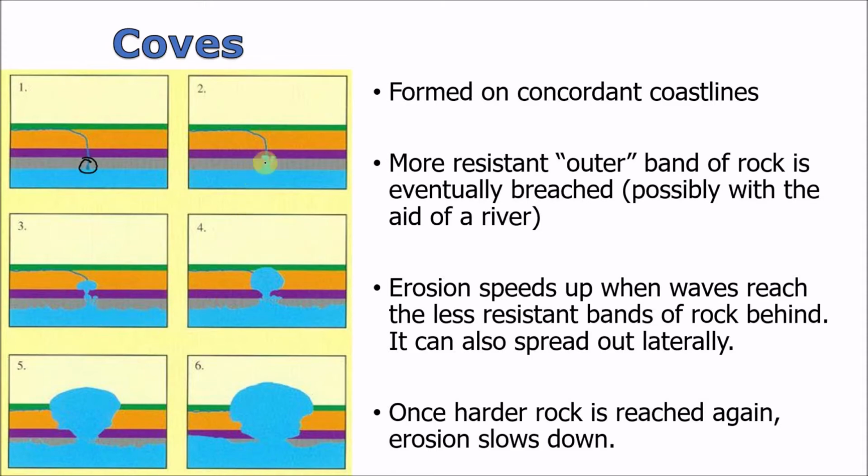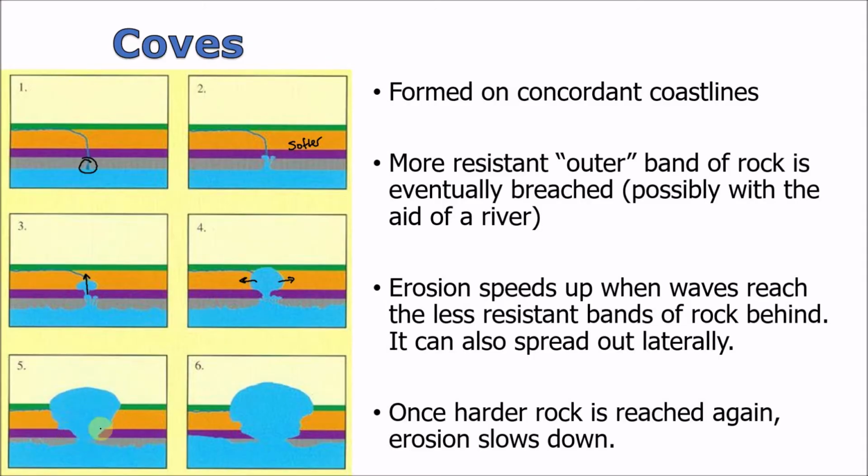And once the waves are able to break through that outer band of rock and maybe reach softer layers of rock behind, that rate of erosion actually increases. We can see that the erosion continues inland, but also that it spreads out laterally as well. It spreads out sideways as the waves are able to erode that rock into that very distinctive cove shape.